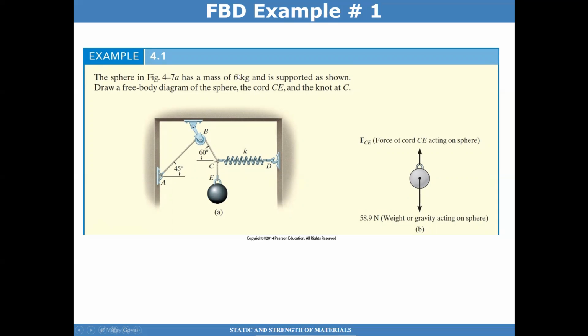I know the mass of that sphere, 6 kilograms, so I can then multiply by 9.81 meters per second squared to get 58.9 newtons. So I have that weight, that force, and that's basically my free body diagram for this particular sphere. Now I want to look at cord C, this particular cord C, and I want to look at what's acting on this cord.